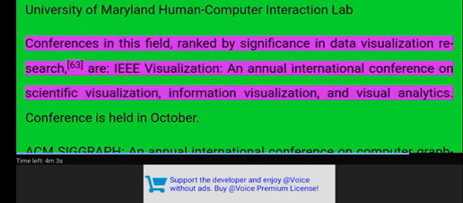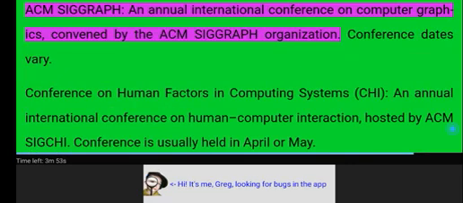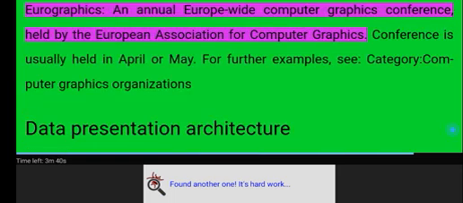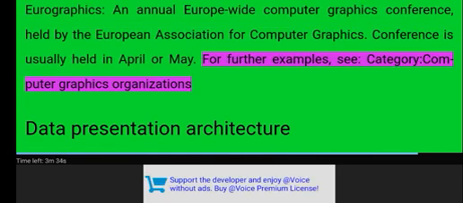Conferences in this field, ranked by significance in data visualization research, are IEEE Visualization, an annual international conference on scientific visualization, information visualization, and visual analytics. Conference is held in October. ACM SIGGRAPH, an annual international conference on computer graphics, convened by the ACM SIGGRAPH organization. Conference dates vary. Conference on Human Factors in Computing Systems, CHI, an annual international conference on human-computer interaction, hosted by ACM SIGCHI. Conference is usually held in April or May. Eurographics, an annual Europe-wide computer graphics conference, held by the European Association for Computer Graphics. Conference is usually held in April or May. For further examples, see category, computer graphics organizations.